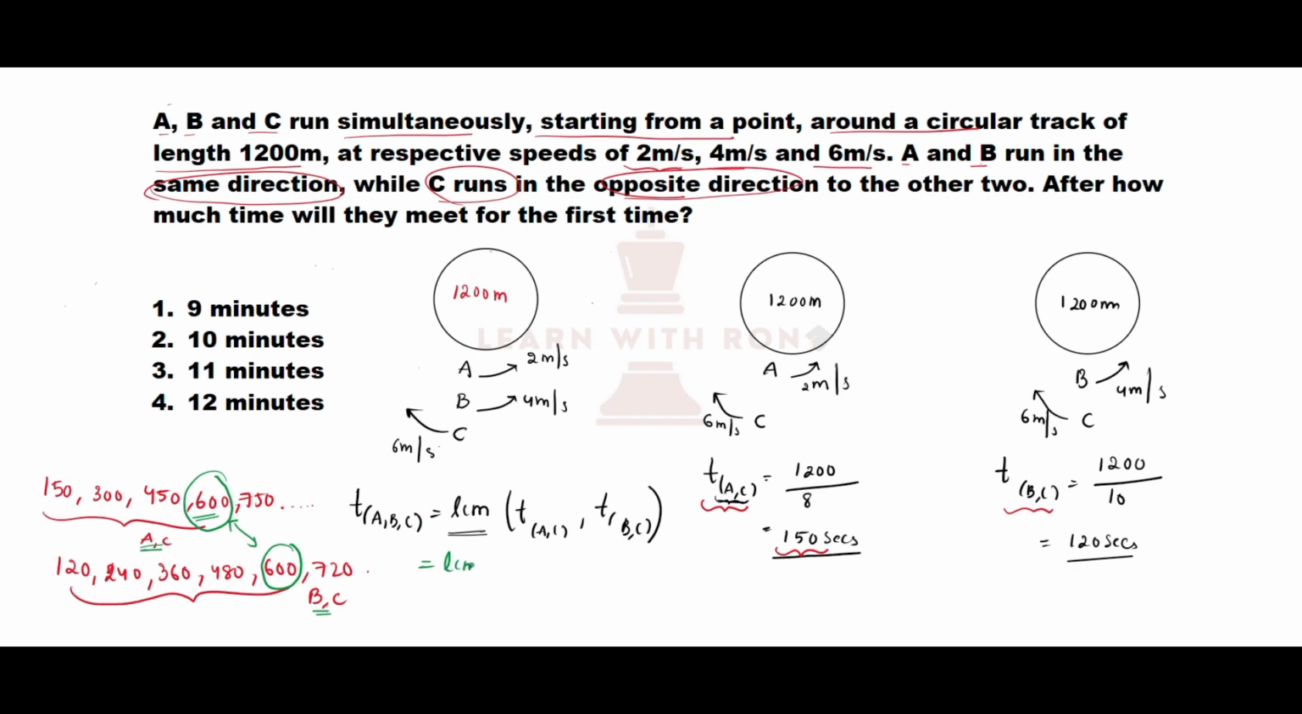So, the time A and C meet for the first time is 150 seconds, the time where B and C meet is 120 seconds. So, the LCM of 150 and 120 is nothing but 600 seconds. So, we can also write 600 seconds as 10 minutes, which is option number 2 here. Let us hear the next question.